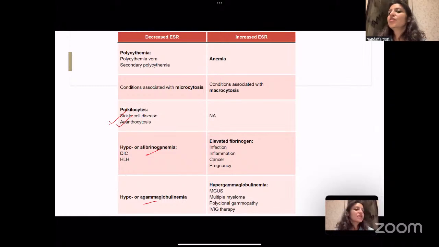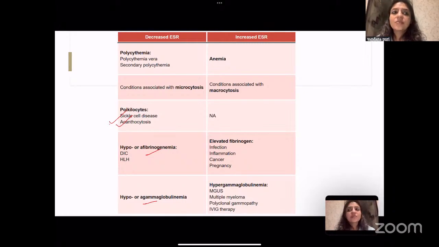Increased ESR can be seen in a lot of immune and autoimmune conditions. Even temporal arteritis has increased ESR. Hypergammaglobulinemia, multiple myeloma has very high ESR. Whenever your fibrinogen is increased, fibrinogen is an acute phase reactant, so it increases in infection, inflammation, cancer, pregnancy. So ESR is increased. And macrocytosis, they're bigger cells, so they fall down faster, so they will have increased ESR. So in shape changes, macrocytosis is one condition where ESR is increased. Anemia will have increased ESR, and in polycythemia, red cells are more, so they will have decreased ESR.